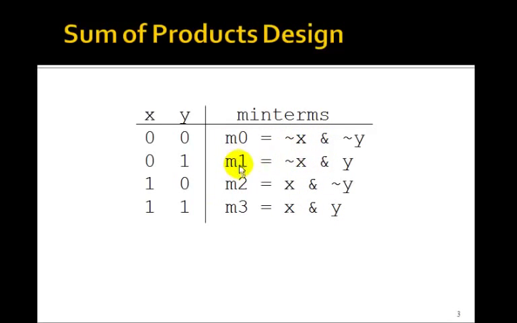Remember, min terms are 1 for a particular combination of inputs. Now they're very easy to remember. We can just do it by inspection. If you have a 0 here, you NOT it. If you have a 1, you don't NOT it, and you AND them all together. So M0 is just NOT X and NOT Y. M1 is just NOT X and Y. M2 is just X and NOT Y. And M3 is just X and Y. So they're very easy to remember.